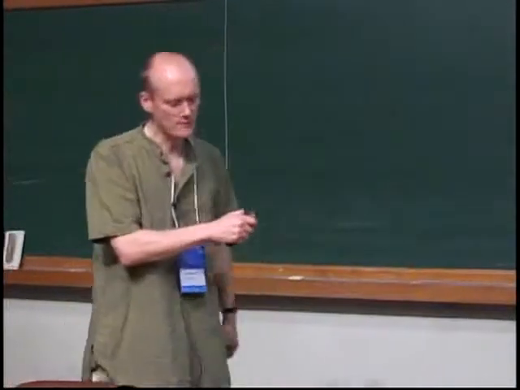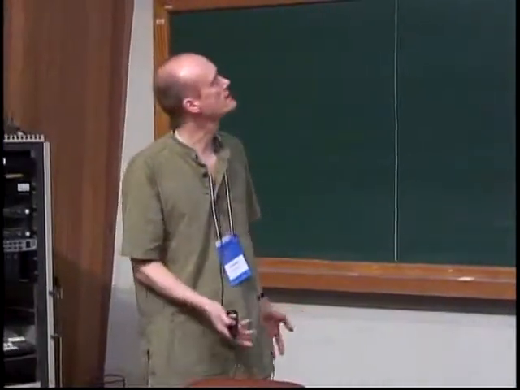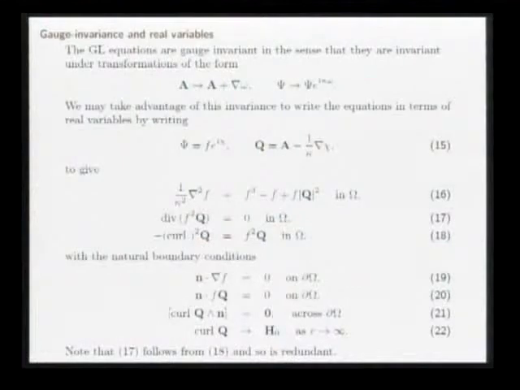Before I do that, just mention that they're still gauge invariant, even in this non-dimensional form. So now when you add any gradient to A, you just have to change the phase of the order parameter psi, with the kappa going in there. And in fact, you can take advantage of this gauge invariance to write the equations in terms of real variables instead of these complex variables.